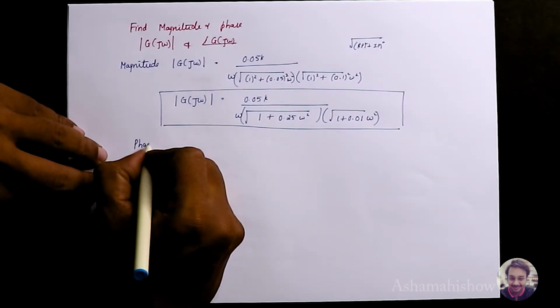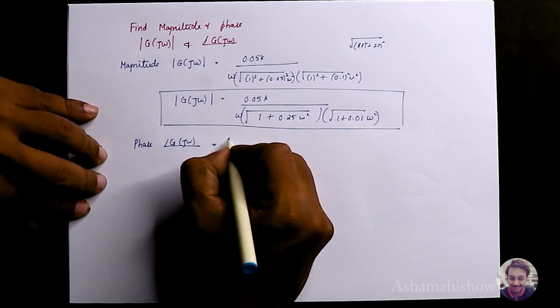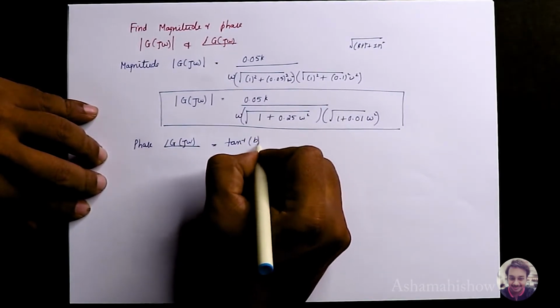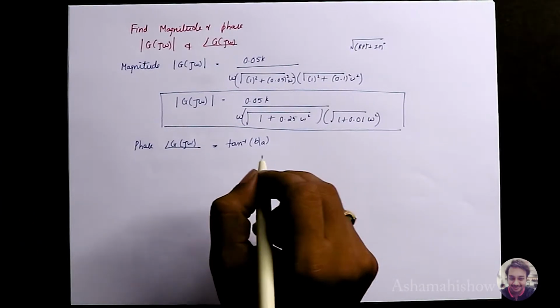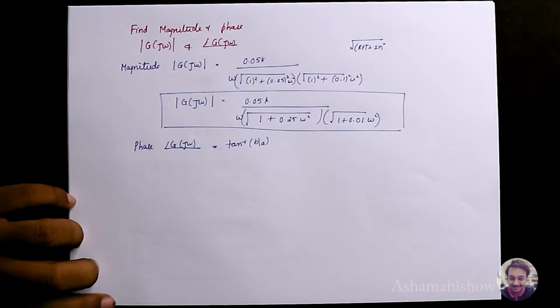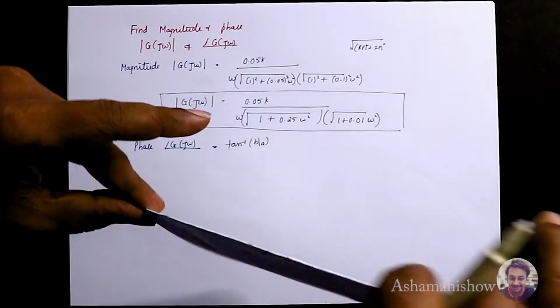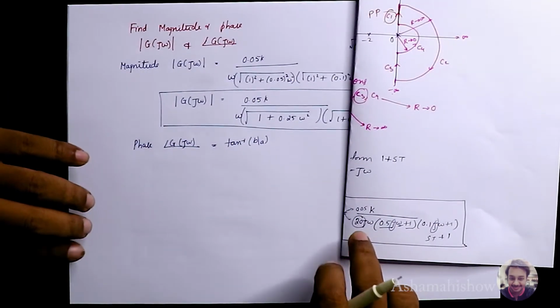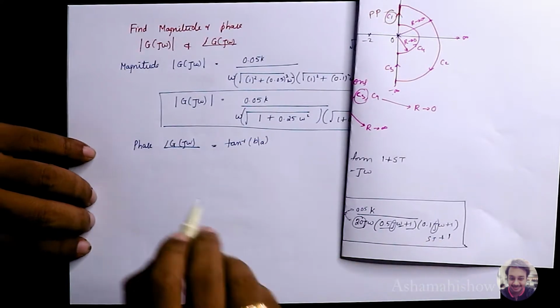Now find out the phase plot, which is angle of G of j omega. As we know, the formula is tan inverse b by a, and for all denominator terms we get minus tan inverse. We get negative for denominators, and for numerator we get positive. I'll make this one easier for you. From this equation our remaining terms are written only in the denominator part, so go with that.